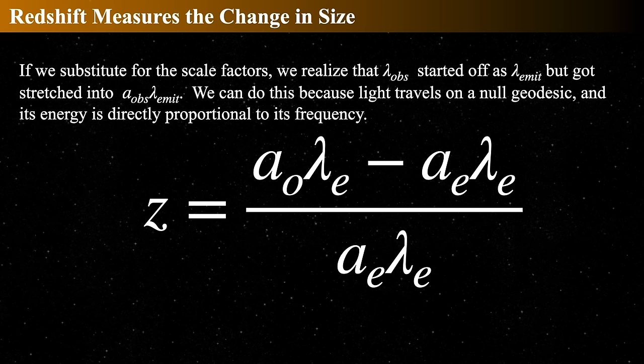We can do this because light travels on a null geodesic and its energy is directly proportional to its frequency. A very loose way of saying it is, if changes in the scale size of space-time affect something with a real size that can't, quote, counteract the change, then the thing will be stretched or compressed with the change in space-time.